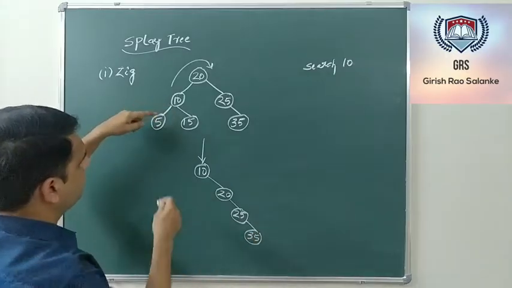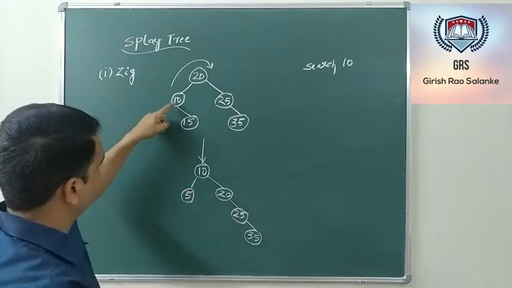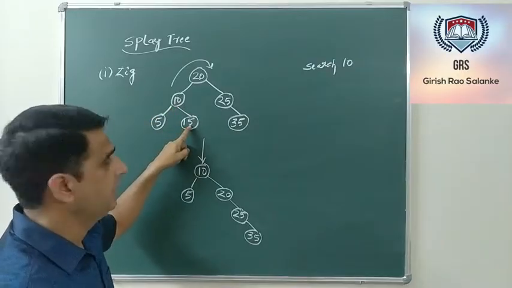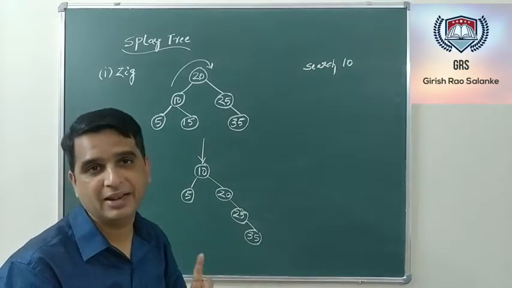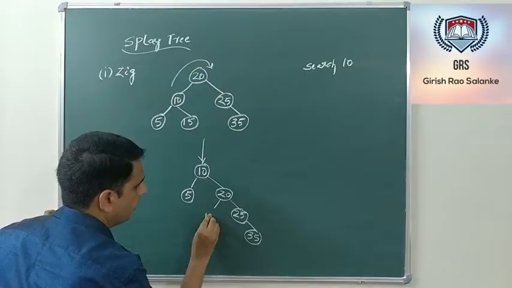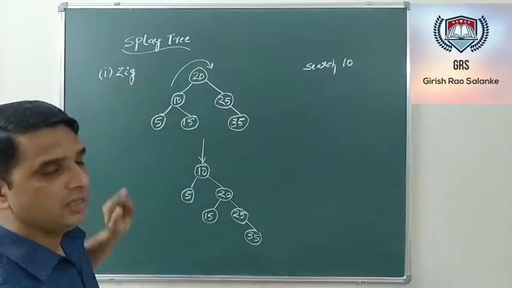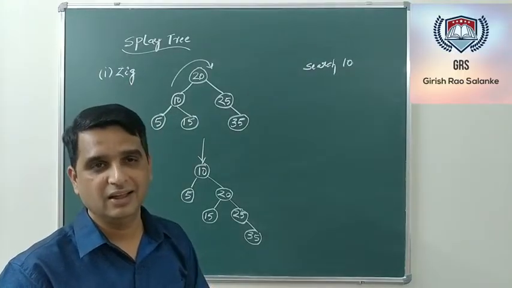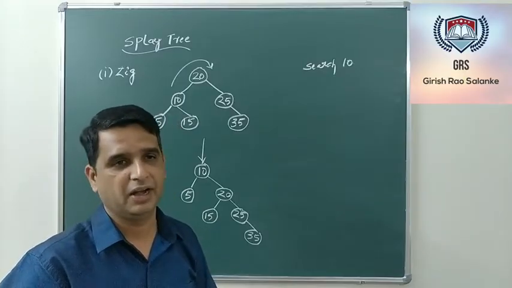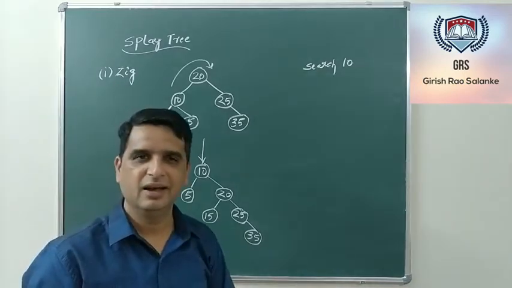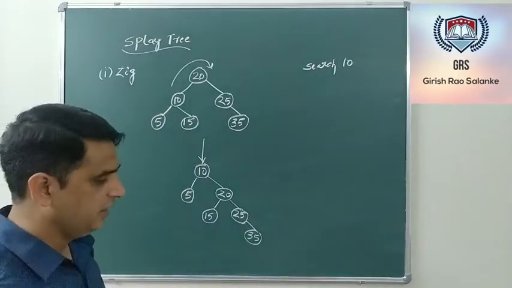Now coming to the left side of 10, 5 remains as it is, but note that the right child of 10 was 15. Now this 15 becomes the left child of 20 because it has to be a binary search tree. So I need to have this 15 as the left child of 20. So this is about the first splaying operation called zig, or I can say this is the first rotation operation that we can associate with a splay tree by name zig. Zig is nothing but the right rotation that we have performed in case of an AVL tree. So this is about the zig operation.